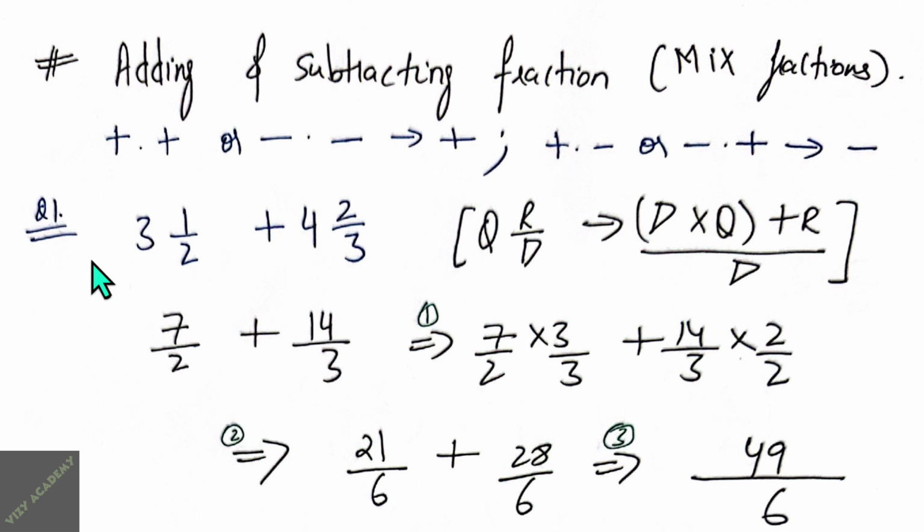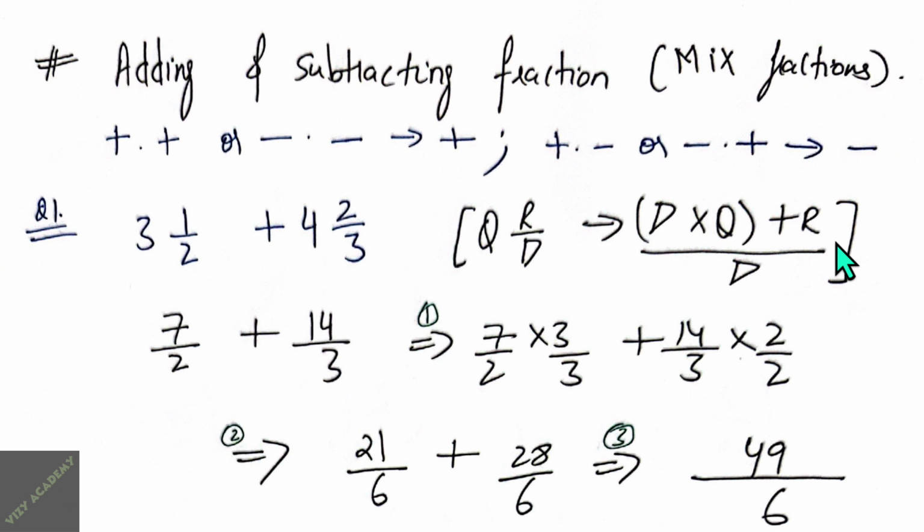So 3 1 by 2 plus 4 2 by 3. This is in the form of Q R over D. I will explain this concept shortly. Q R over D means quotient, remainder over divisor. So what we do here is we multiply the divisor with the quotient, D times Q, and add the remainder, and the divisor stays in the denominator. If there is a negative sign here, then also we will be multiplying it and adding the remainder. We won't take the negative sign into account. But when the final improper fraction is created, we will put the negative sign.